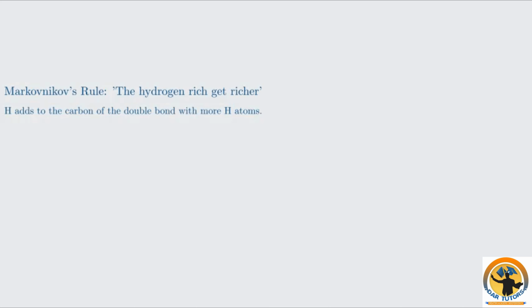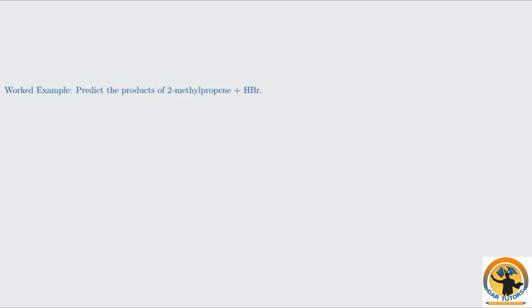Let's work through another example. Predict the major and minor products of the reaction between 2-methylpropene and HBr. First, we look at the double bond in 2-methylpropene. The left carbon is attached to two methyl groups and no hydrogens. The right carbon is attached to two hydrogens. So, according to Markovnikov's rule, the hydrogen from HBr will add to the right carbon.